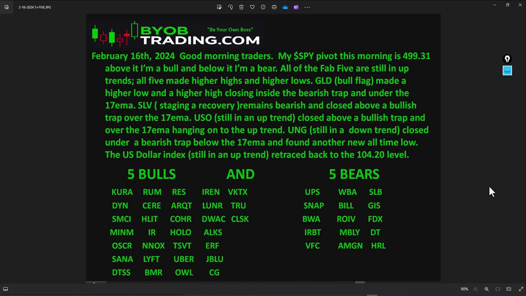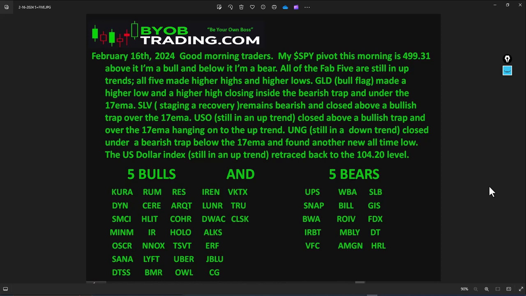All of the Fab 5 still in uptrends. All of the Fab 5 made higher highs and higher lows. Closed over the bullish trap and over the trend indicator. Precious metals, GLD, still in a bull flag, still bullish. Made a higher low and a higher high, closing inside a bearish trap and under the 17 EMA.